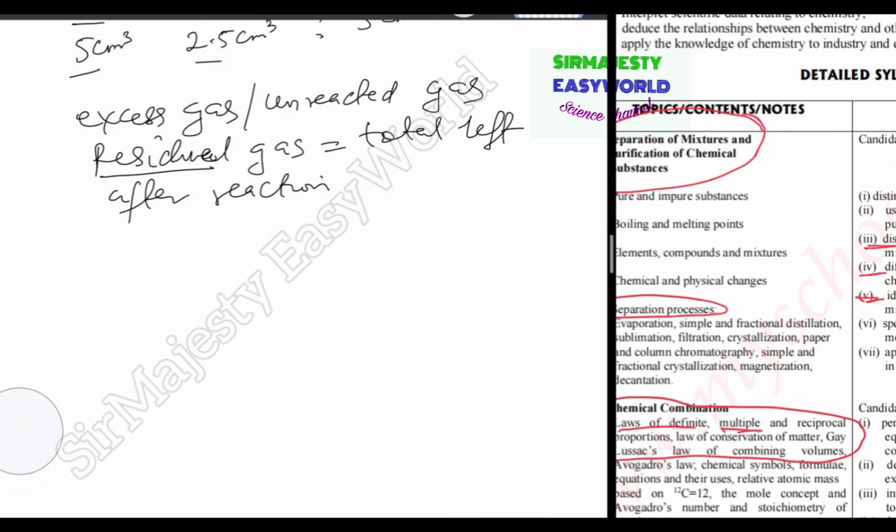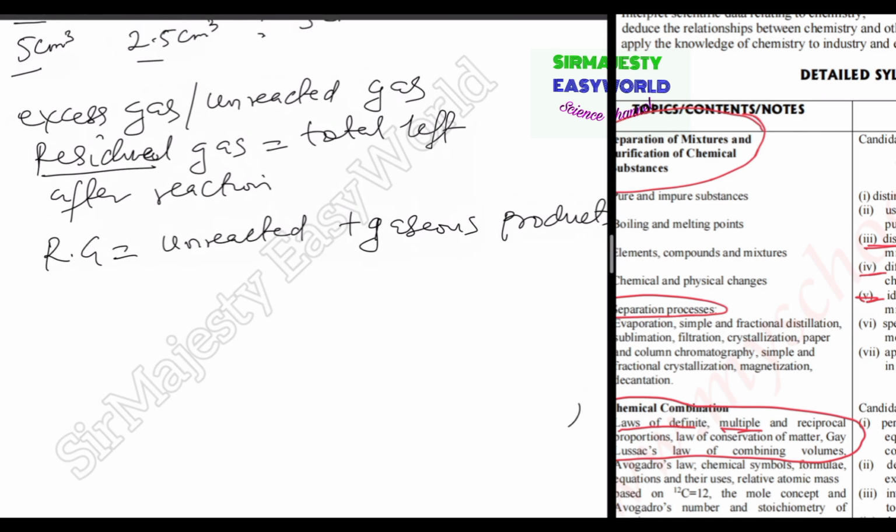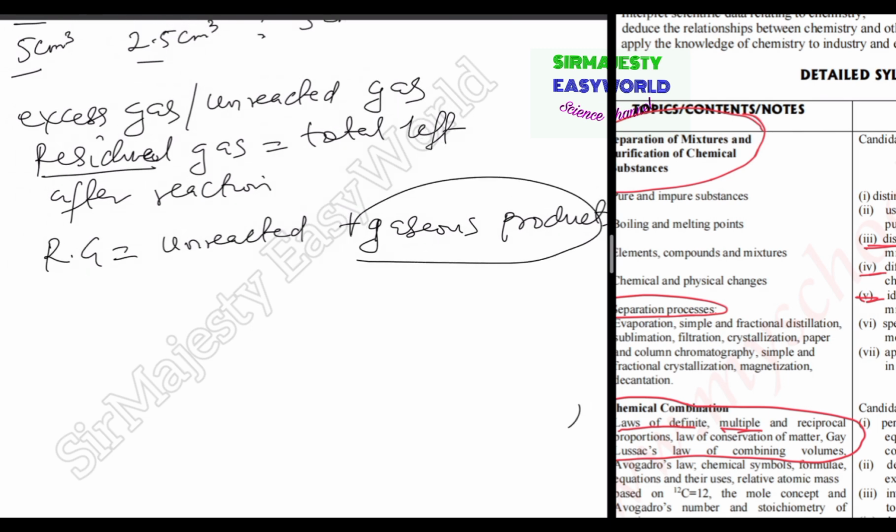So most times now, residual gas is calculated as what? Residual gas is calculated as unreacted gas plus the gaseous products. So if we have 2 products and only one is gaseous, you take the mole of that gas. You don't mind the other one that is solid, liquid, or aqueous. It is focused only on the gaseous product. But in a situation where none of the products are gases, the unreacted gas automatically becomes the volume of residual gas. Okay, so let's take some questions here immediately.